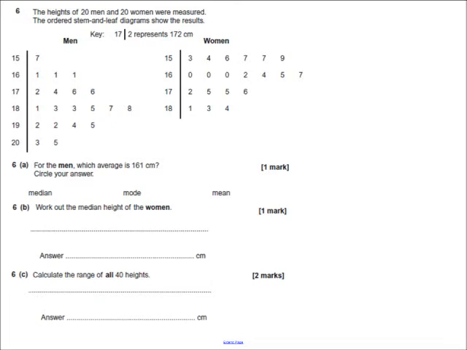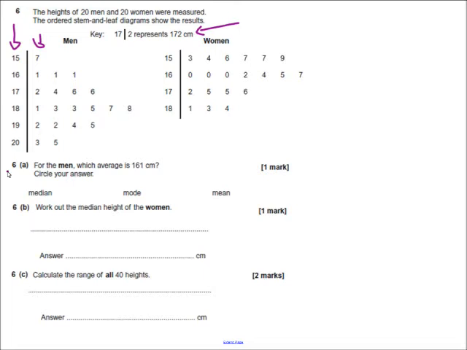Question 6 is a stem and leaf diagram where it's giving us the heights of men and women. The stem and leaf has been ordered for us, and we have our key here showing that 17 bar 2 represents 172 centimetres. So in this instance, our stem isn't just representing tens, it's representing tens and hundreds, with our leaves representing the units. So question 6a is asking us, for the men, which average is 161 centimetres?